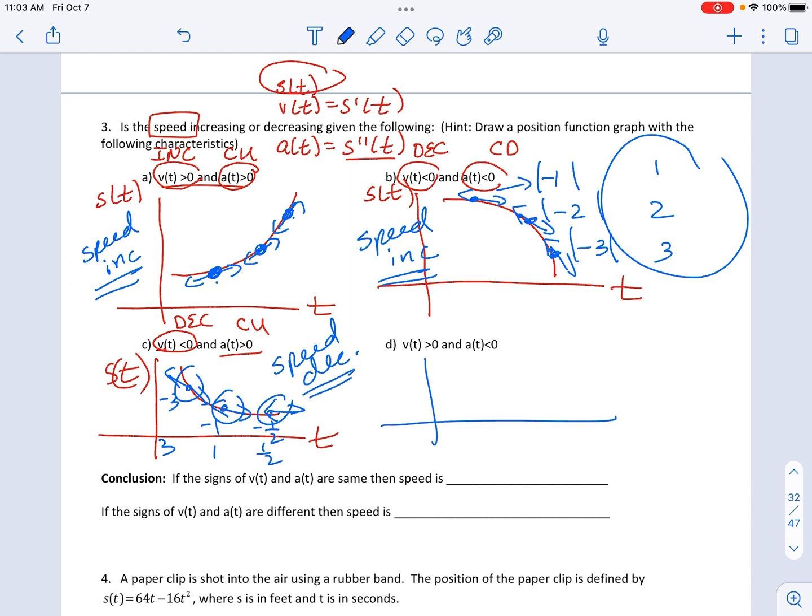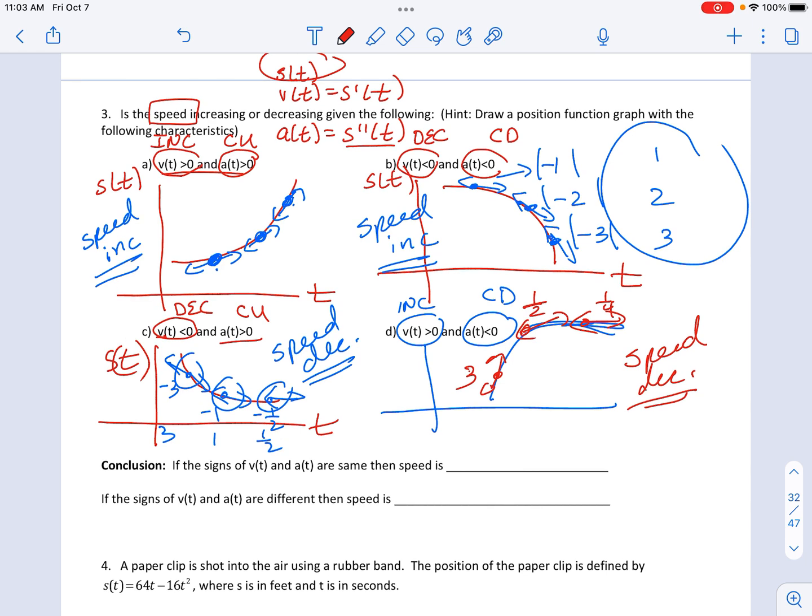Last one: velocity is positive, so that means we need an increasing graph. Acceleration, second derivative, negative, so that means we need concave down. So increasing, concave down looks something like this. Again, let's start looking at the speed. Let's make up some numbers. This is a positive number. If this is like 3, this is getting flatter. So let's say this is 1/2, this is 1/4. Notice these numbers, the absolute value is getting smaller. So I would say the speed here is decreasing.